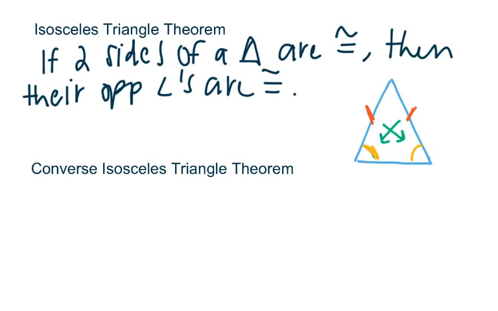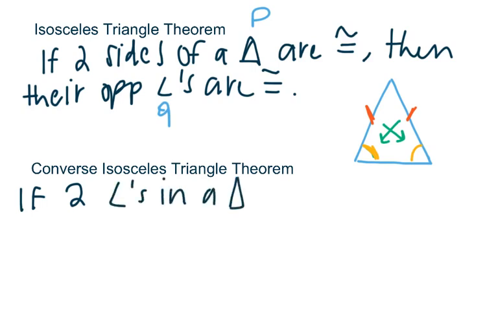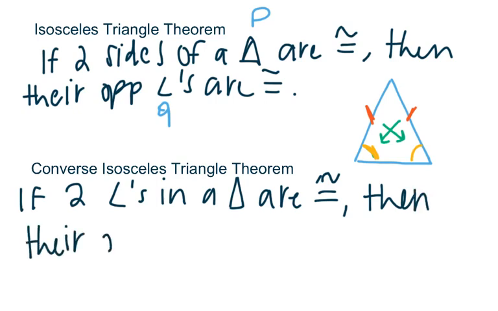So we also have the converse of that. The converse is just switching our P and Q. So if two sides of a triangle are congruent is our P, and their opposite angles are congruent is our Q, then switching those is going to be: if two angles in a triangle are congruent, then their opposite sides are congruent.